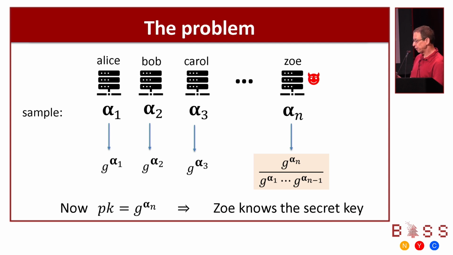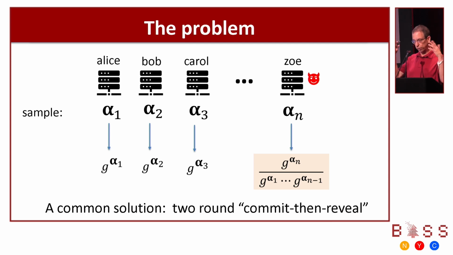There's a standard solution to this problem. It's a two-round protocol called commit then reveal, where we force all the participants to commit to their alpha i's, or to their g to the alpha i's. Once they've all committed, they can't change their mind anymore. Later on, they reveal their committed values, and we take the product. This is a very standard technique for generating this shared exponent, using a two-round commit and reveal.